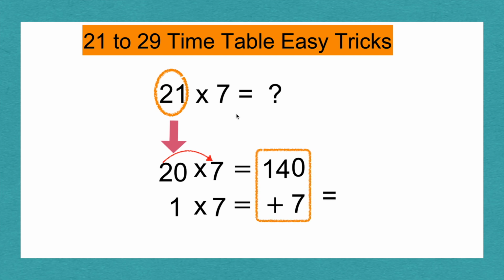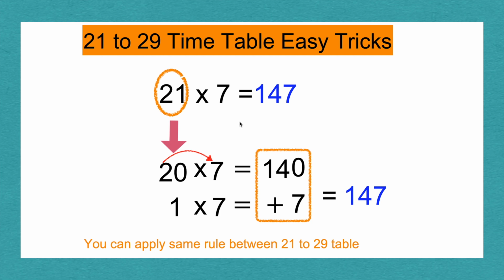140 plus 7 equals 147. 147 is our answer, and 21 times 7 equals 147. You can apply the same rule between the 21 to 29 table.